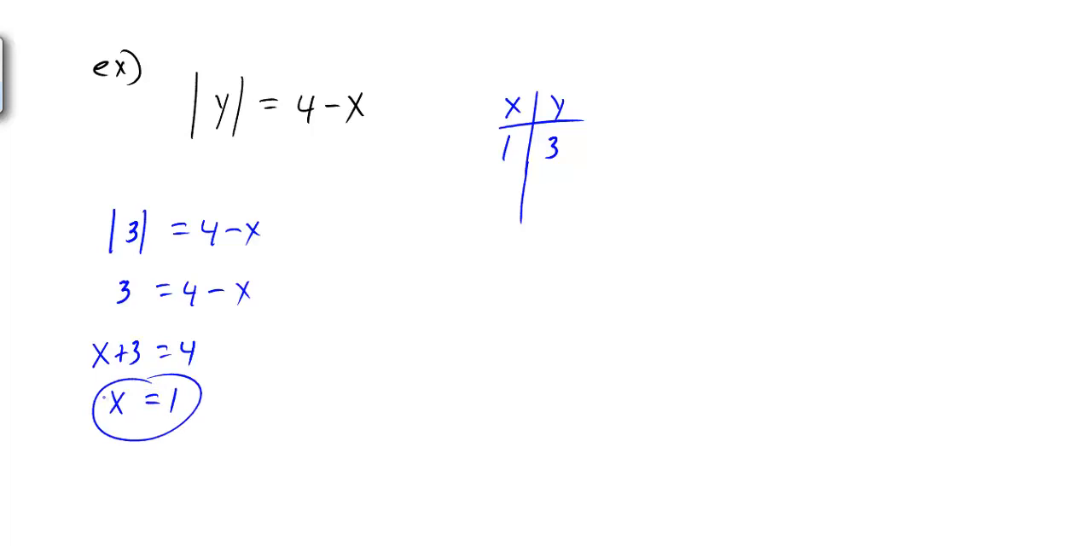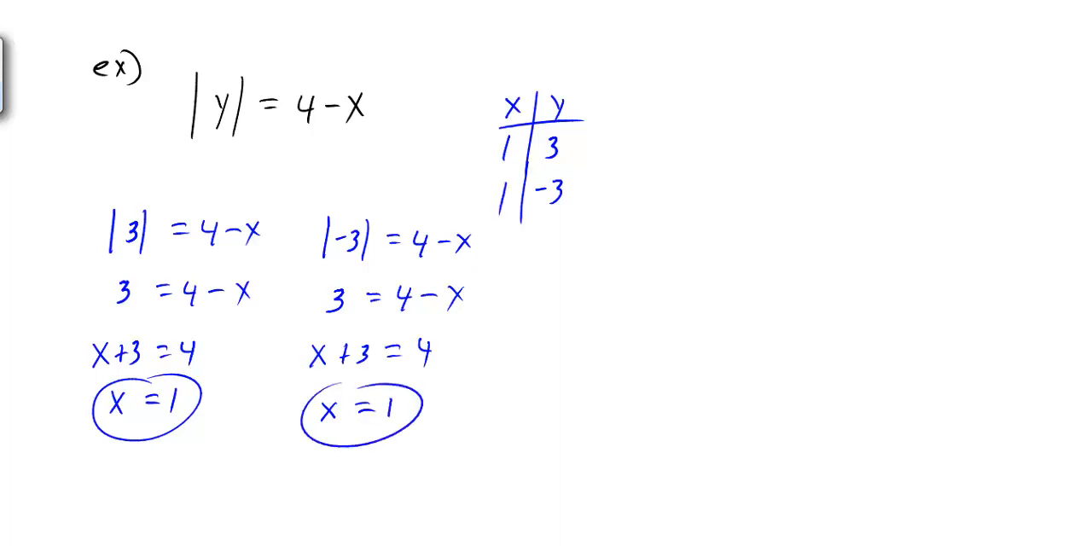Well, the other possibility is, what if I let y equal a negative 3? Well, the absolute value of a negative 3 equals 4 minus x. Well, the absolute value of a negative 3 is 3, so we again get 3 equals 4 minus x. And of course, as we solve this, we're going to end up with the same answer, x equals 1. So once again here, we have one x value matched up with two different y values. So here you have these repeated x values, so this is not a function.